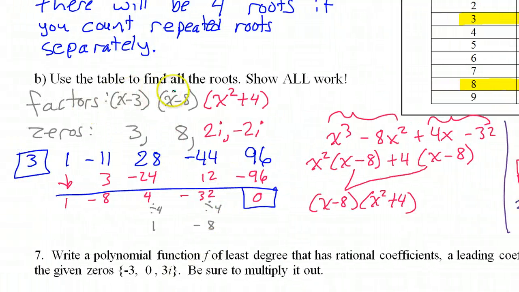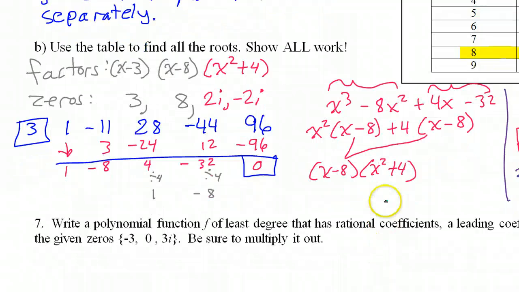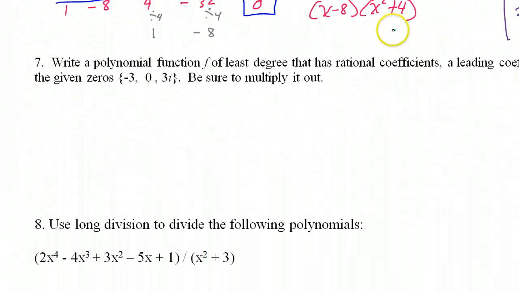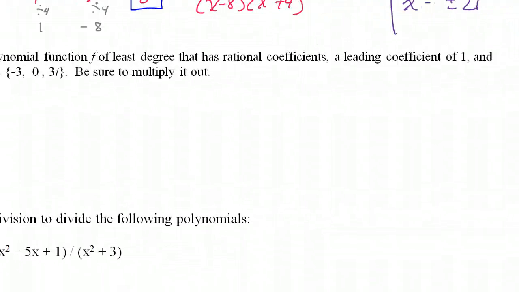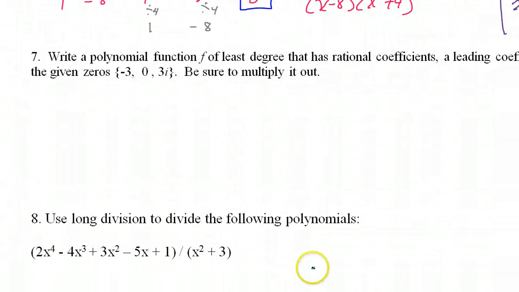Okay, so we were supposed to find all the roots, and here they are: 3, 8, 2i, and negative 2i. But if I asked you for the factored form, here it is. Alright, number 7. Write a polynomial function of least degree that has rational coefficients, a leading coefficient of 1, and the given zeros. Be sure to multiply it out.